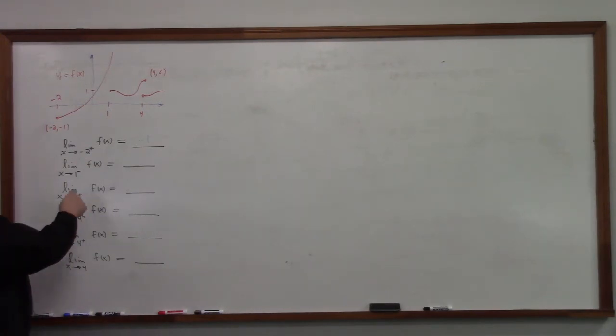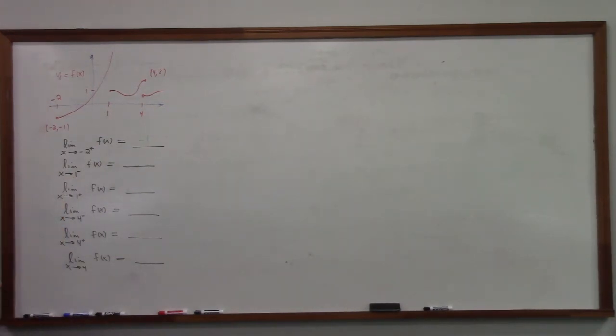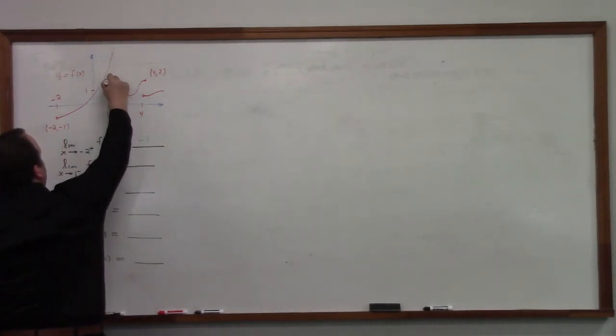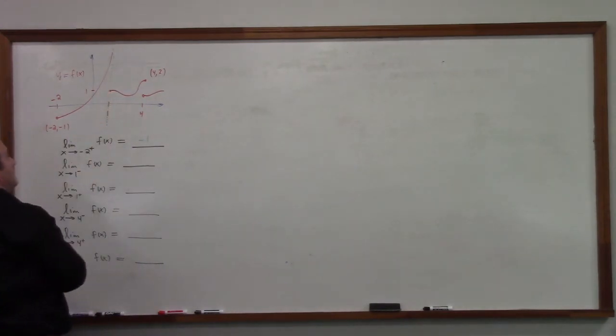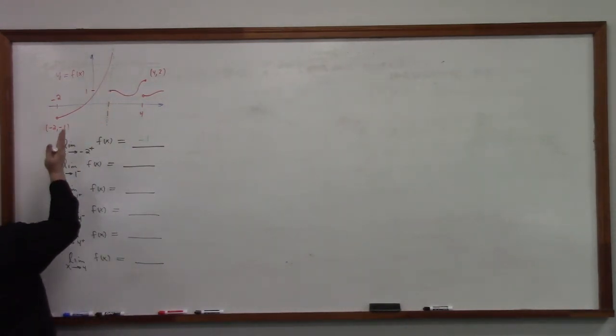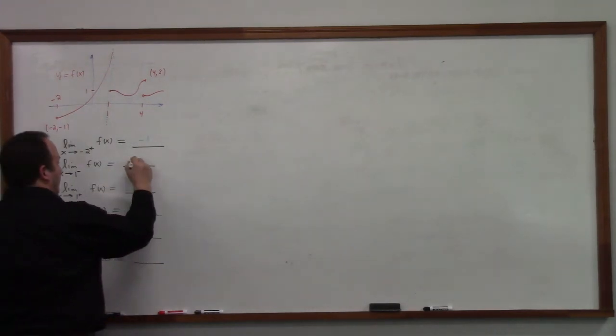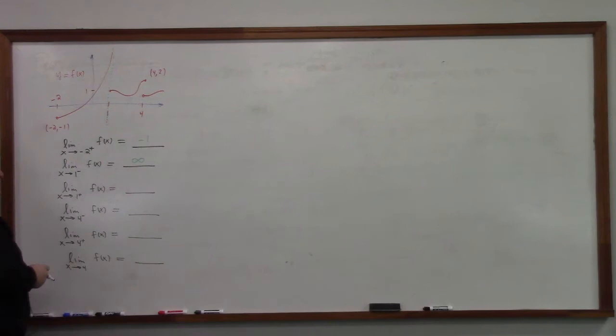But anyway, x approaches 1 from the left is what? It's 1. Approaching from the left, we can get as large as we like at that vertical asymptote. It's infinity, right? Limit as x approaches 1 from the right would be 1. Very good.